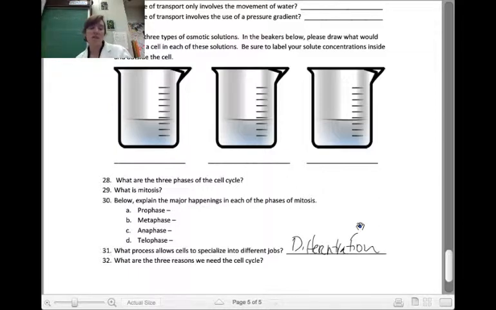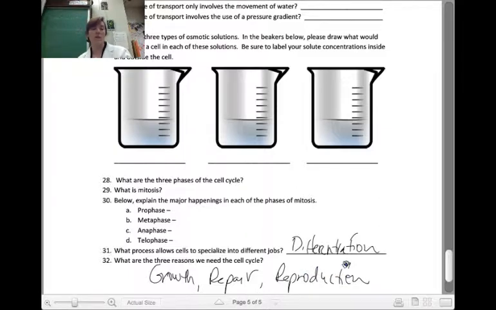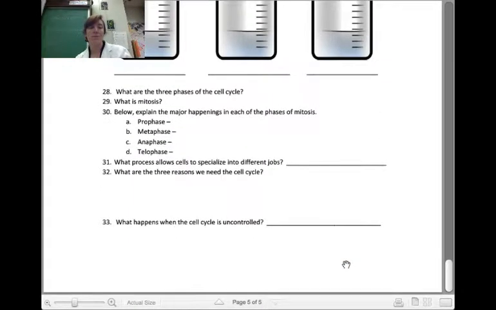And the 3 reasons that we need the cell cycle are growth, repair. If you hurt your cells, you need to repair them. And reproduction. We have to make our sperm and our egg cells for reproduction.